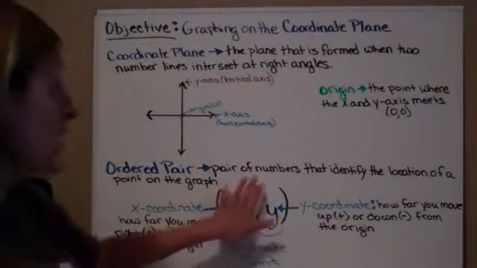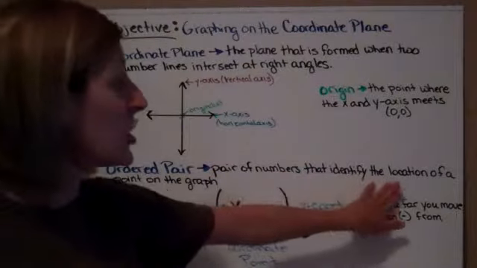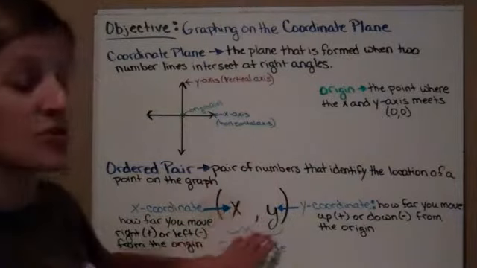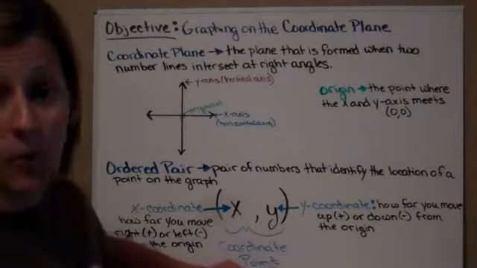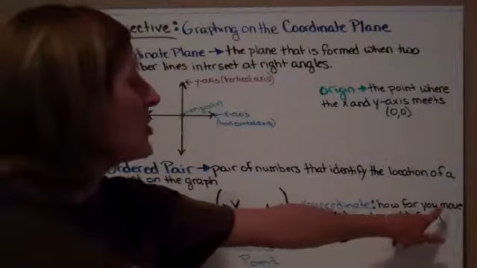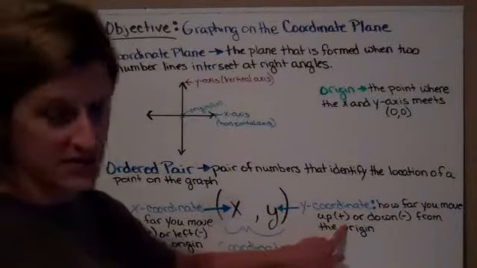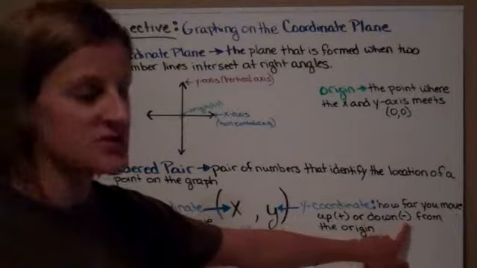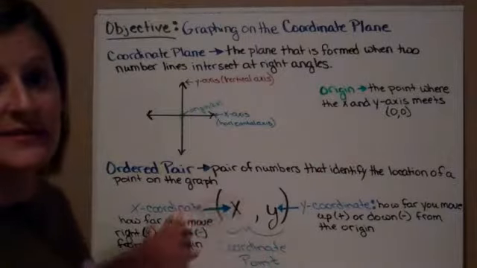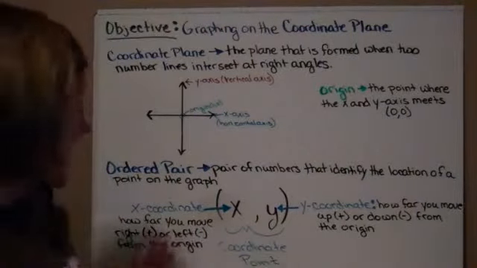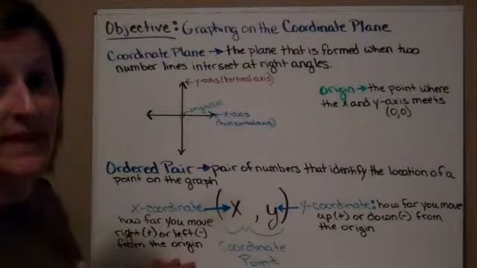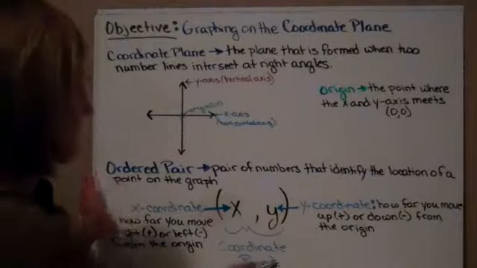Now, an ordered pair is a pair of numbers that identify the location of a point on the graph. So you'll have this, which is an ordered pair, or we call it a coordinate point. Now, the y is the y-coordinate, and it says how far you move up, if it's positive, or down, if the number's negative, from the origin. Now, the x is the x-coordinate, and that tells you which way you go, left or right. You go right if it's positive and left if it's negative, and you're going that distance away from the origin.